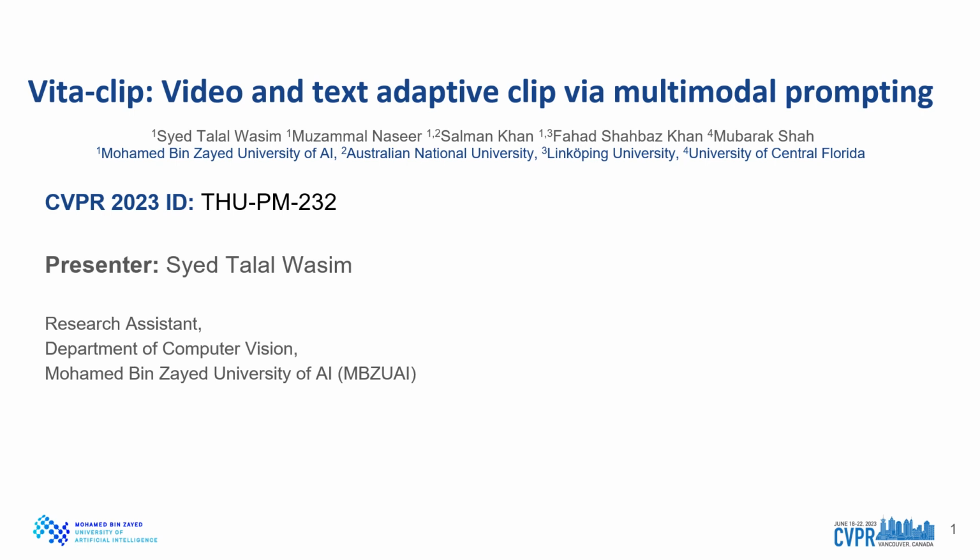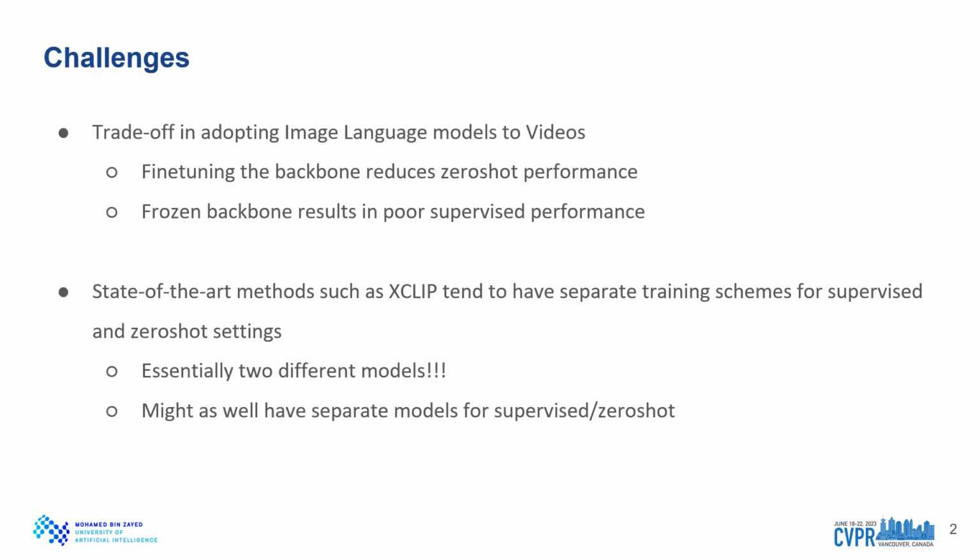Vita-CLIP, video and text adaptive CLIP via multimodal prompting. Adapting CLIP to videos poses a few challenges. Fine-tuning the backbone reduces zero-shot performance. The frozen backbone results in poor supervised performance. State-of-the-art methods such as X-CLIP, therefore, have separate training schemes for supervised and zero-shot settings. But the problem with that is that you have essentially two different models. You might as well just have separate architectures for the supervised and zero-shot settings.